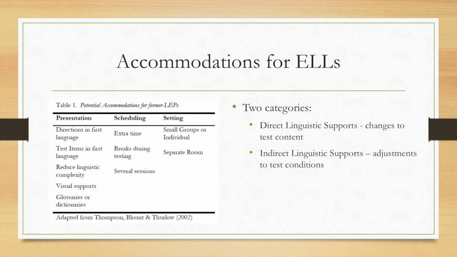Presentation accommodations can include directions in first language, test items in first language, reducing the linguistic complexity of the test, providing visual support such as graphs or pictures, and providing students with glossaries or dictionaries. Scheduling accommodations could include extra time, breaks during testing, or testing over several sessions. And setting accommodations could include small groups or individual testings or separate rooms.